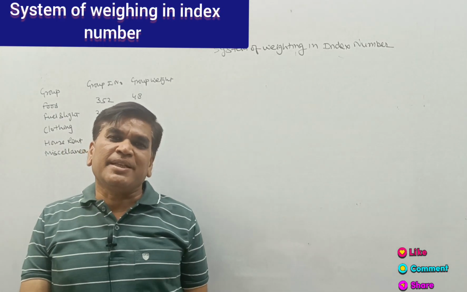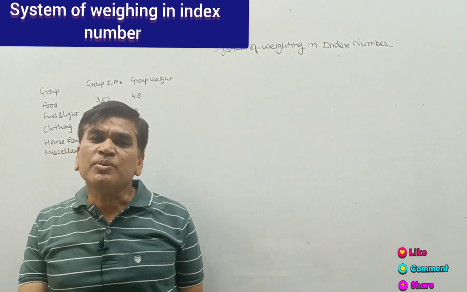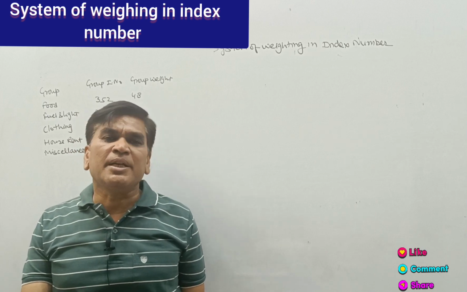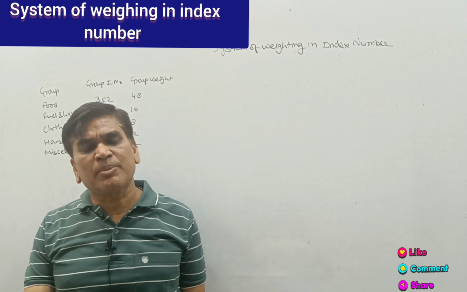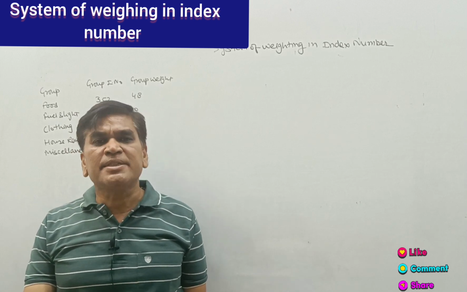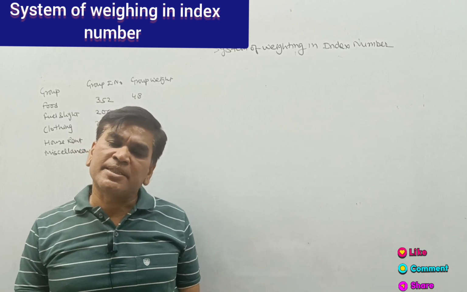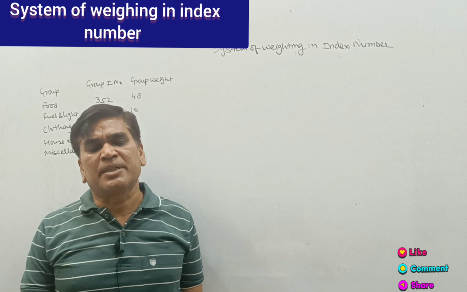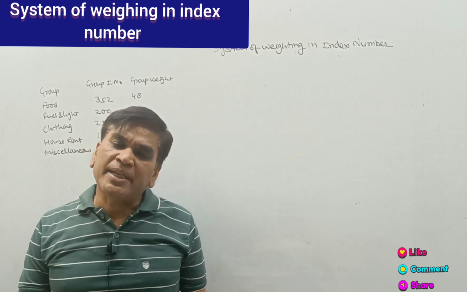Friends, welcome once again. In the index number chapter, we have learned how to calculate index numbers with the help of the arithmetic mean, the median, as well as the geometric mean. Sometimes in index numbers the weight is given, and that kind of index number is called a weighted index number. So how do we calculate a weighted index number?